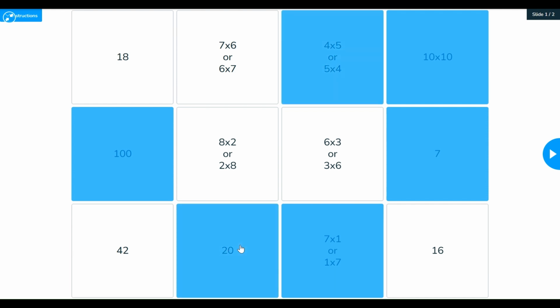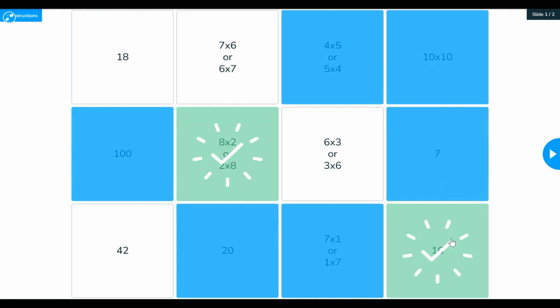Perfect. So do the ones that you know. And for the ones that you don't, you can create your own array. You can do your own area model to figure that out. Okay, so I have here 8 times 2 or 2 times 8. I have 16 for that.